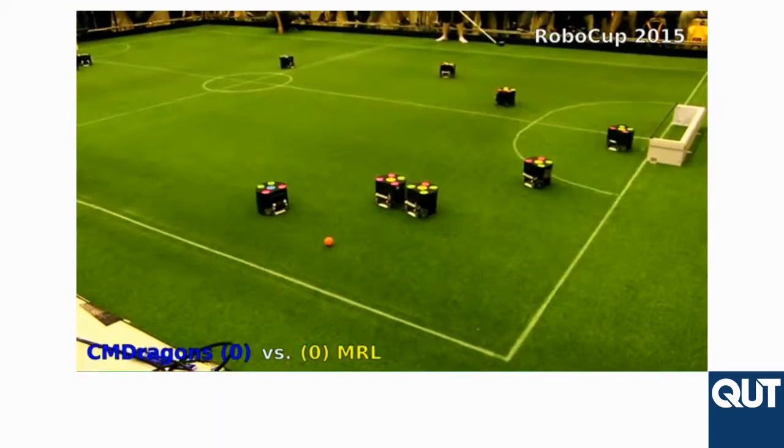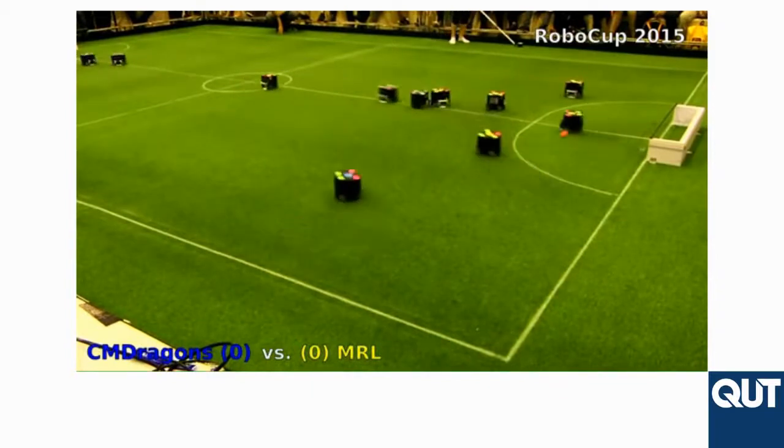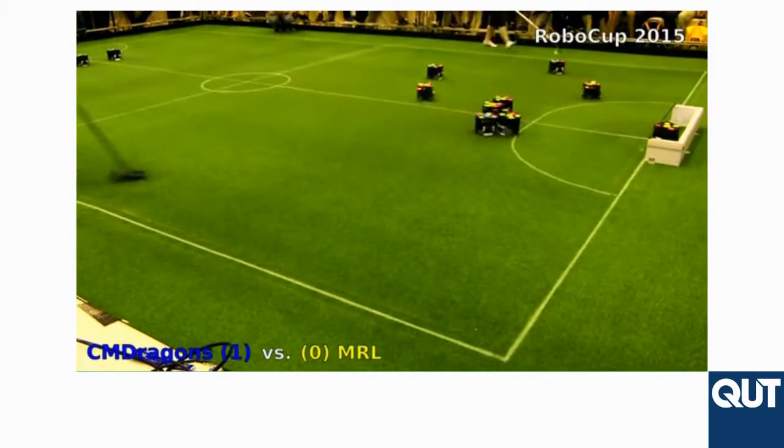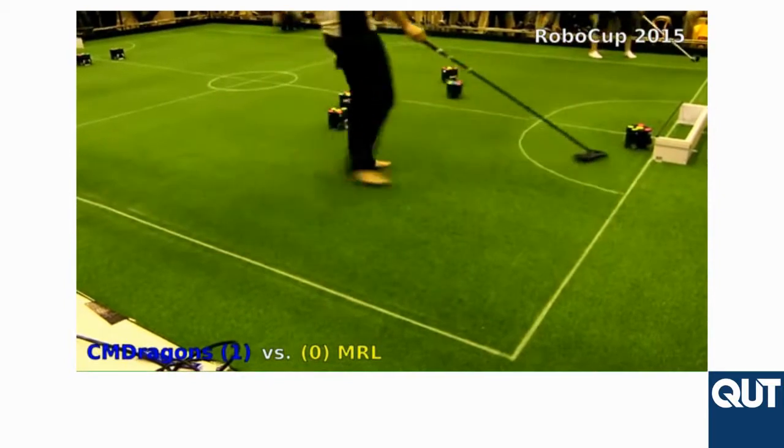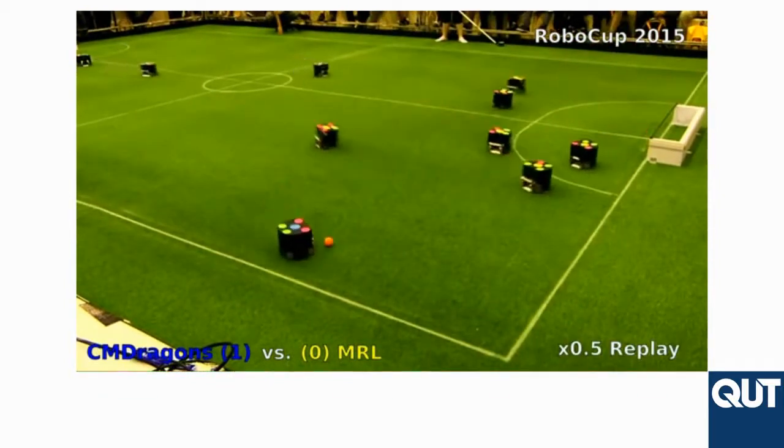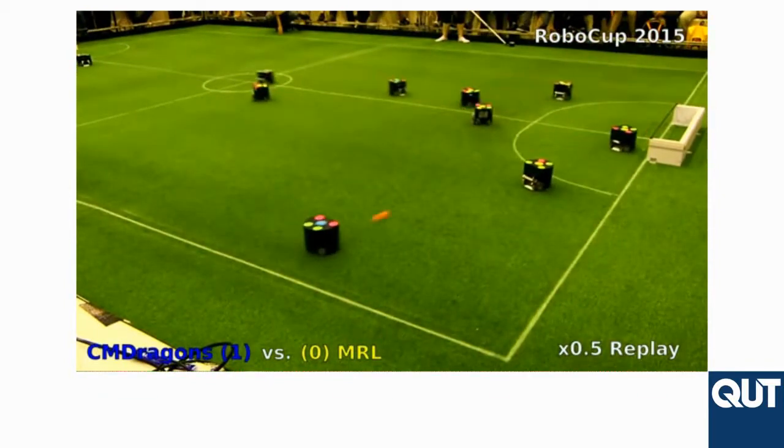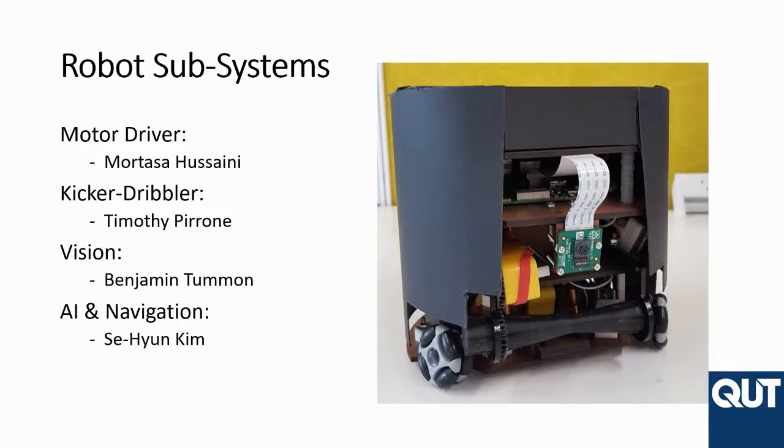As part of this unit, we were tasked with creating a soccer playing robot that can navigate around a field, locate a soccer ball, and shoot a goal, while conforming to the RoboCup F180 League rules. The robot was split into 4 separate subsystems between group members: the motor driver system, the Kicker-Dribbler System, the vision system, and the AI and navigation system.